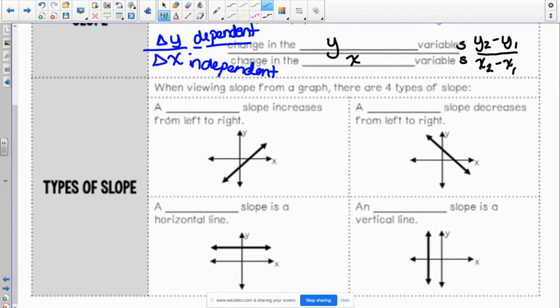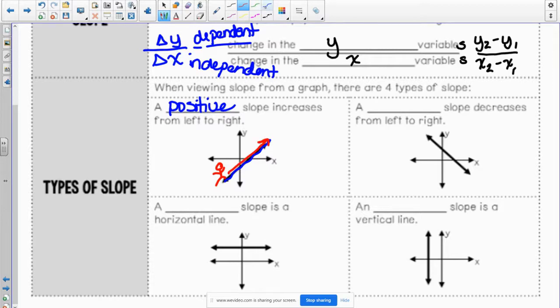Okay, so this first one, go ahead and put the word positive. A positive slope increases from left to right. So as we read graphs, it's just like you read a book, you're going to start on the left side and go to the right. So this is a positive slope. It's going upward. You could also think of it as if you were on the left side here at the bottom of the line, and are you looking upward or downward? Or would you walk upward or downward? And you would definitely walk upward or look upward. So this is a positive slope.